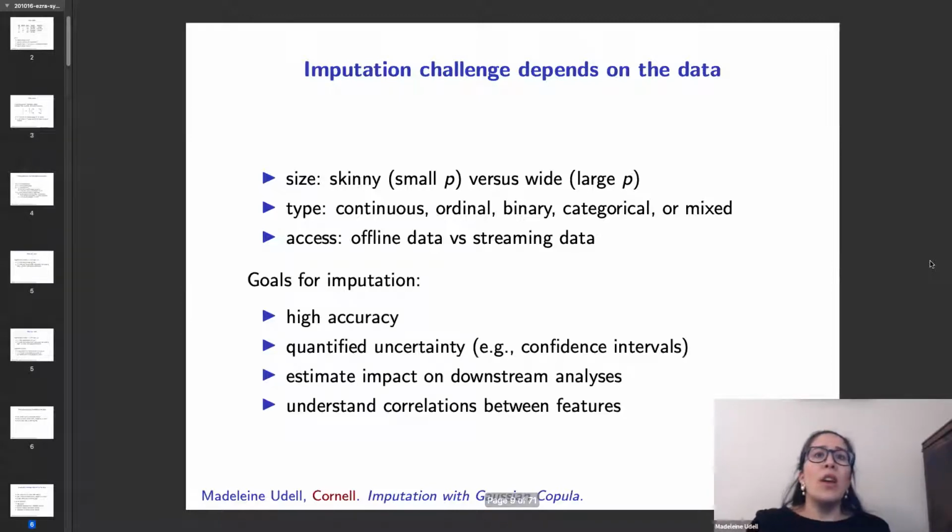Okay. So our goals for imputation: can we get high accuracy imputations? Can we quantify the uncertainty of our imputations? Like, can we get confidence intervals for each imputed value? Can we estimate the impact of these imputations on downstream analyses? And can we understand correlations between the features or columns?